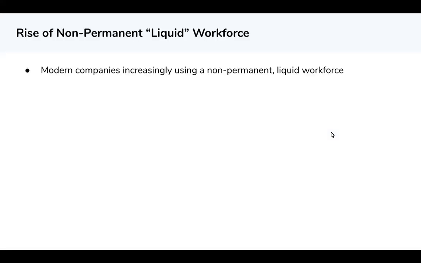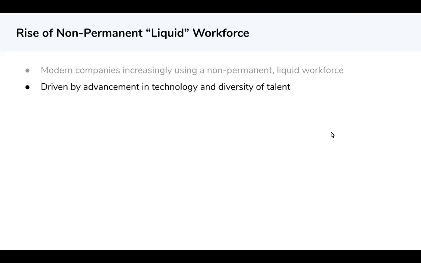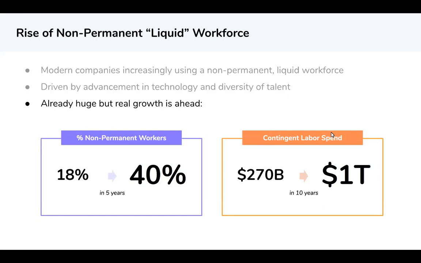As you know, most modern companies are increasingly using a non-permanent liquid workforce. It's driven by the advancement in technology such as collaboration tools, marketplaces, AI, as well as a diversity of talent and their needs. And this workforce already makes up 40% of the largest companies like Amazon and Google, and the industry spend on them will grow to more than $1 trillion in the next 10 years.